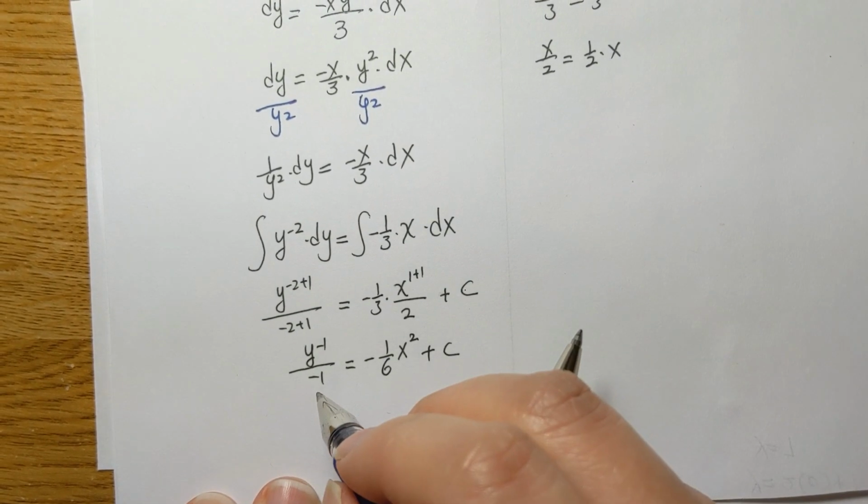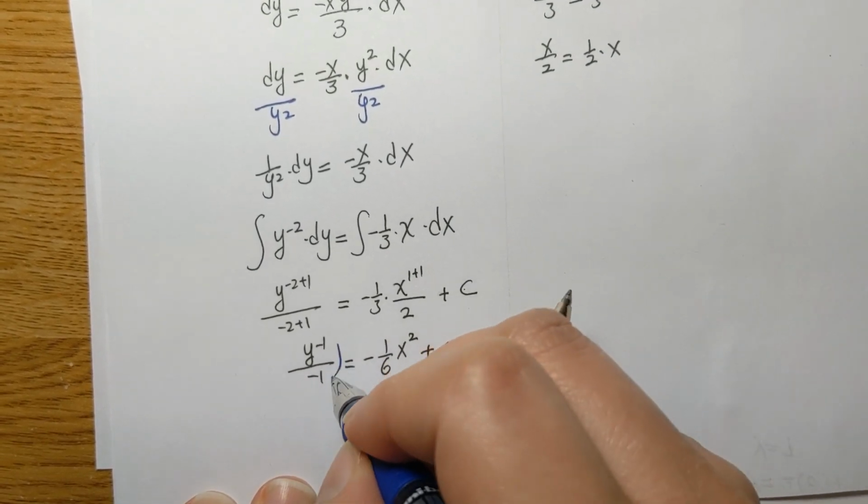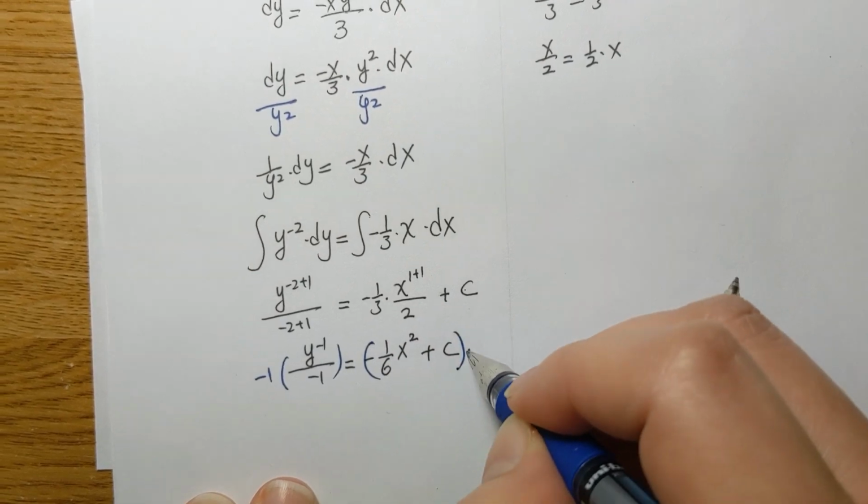And I'm going to eliminate the negative 1 because I want to solve for y. So I'm going to times negative 1 and times negative 1.